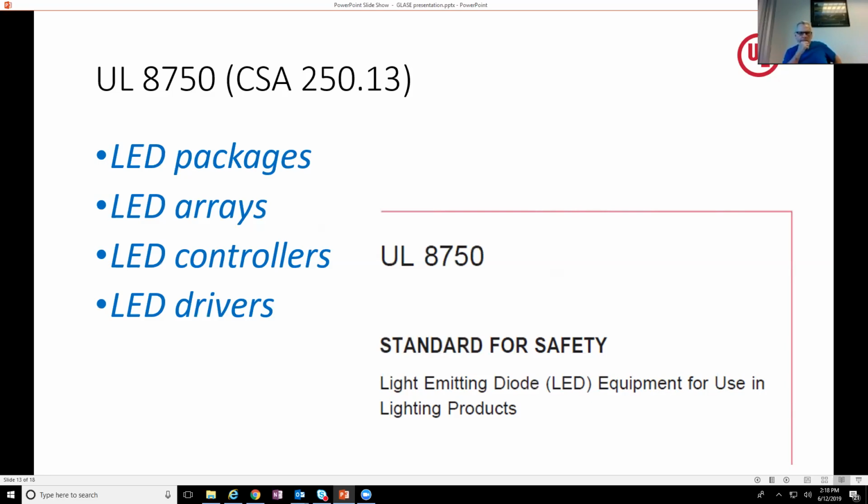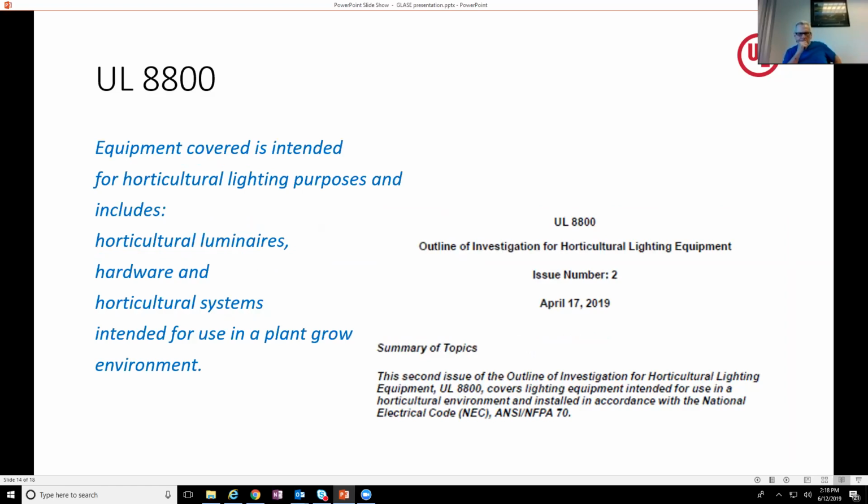Now, with regards to your specific industry, we are at this time working on a standard for horticultural lighting. That's UL 8800. At this time, it's an outline, which is going through the process of becoming an American national standard and also the standard in Canada. We're expecting for all of that to be finished sometime in the summer.